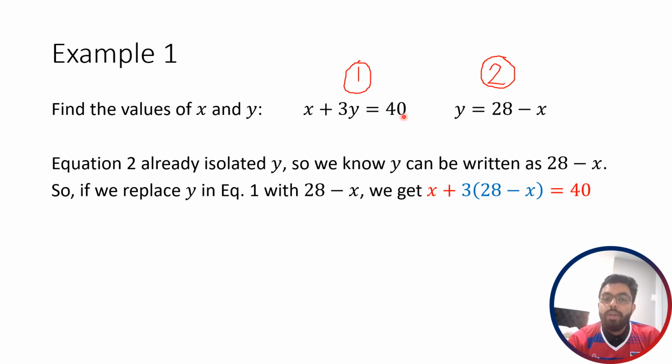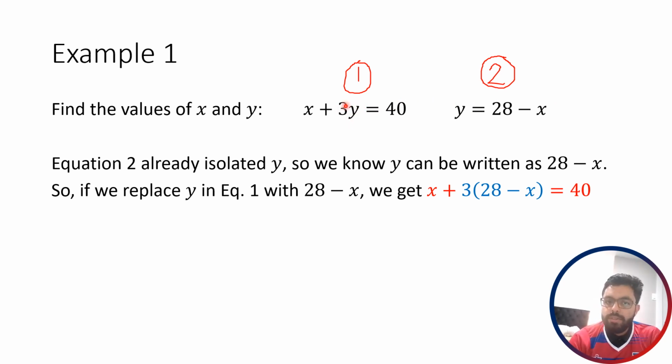So in equation 1 now, because we started by looking at equation 2 and isolating y, which was already done for us, we go to equation 1, this EQ, that's just short form for equation. So we go to equation 1, this x plus 3y equals 40, and where we see this y right here, x plus 3y, that y we're going to replace with 28 minus x, because we know that y is equal to 28 minus x. So we'll put the 28 minus x right in there where that y is.